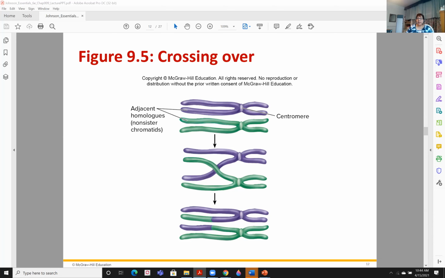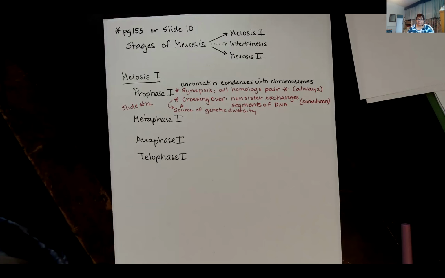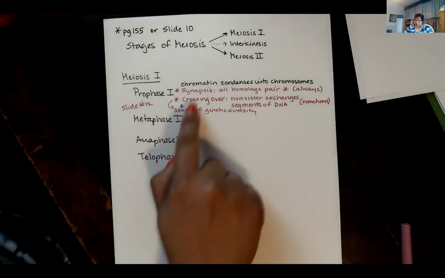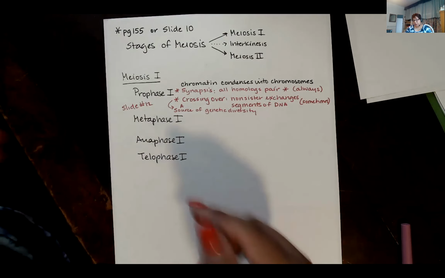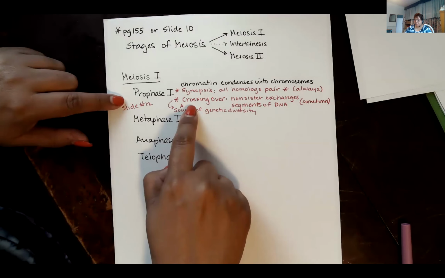So those events happen only in prophase 1. They're significant events. You might see questions on a quiz over what are the special events of prophase number 1. The answer is synapsis and crossing over.